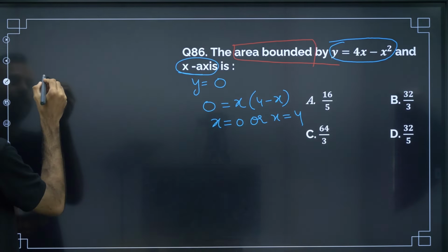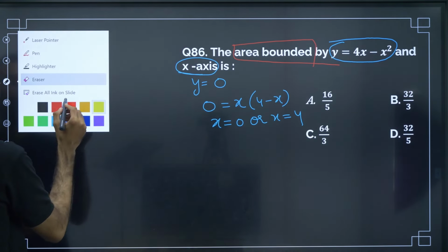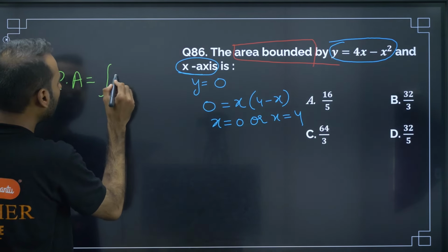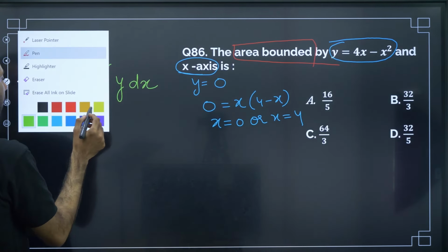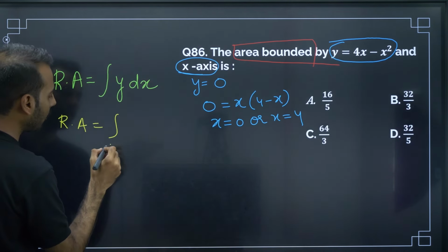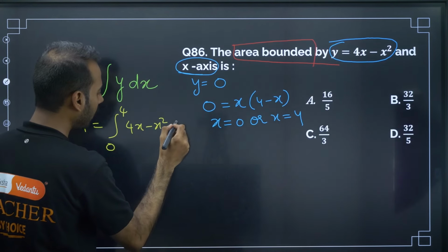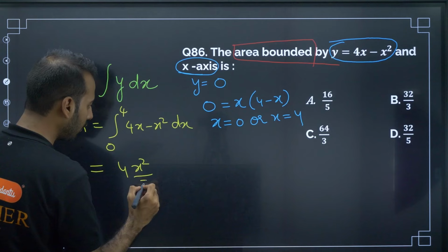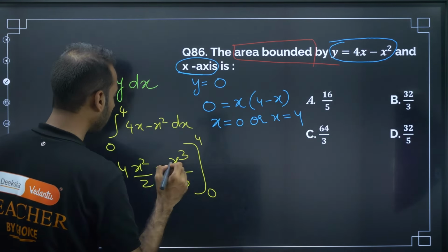Next, the area bounded by, so the required area, again you consider this as a synopsis point. Required area is integral of y dx. So the required area here in our case is integration from where to where? 0 to 4. y is 4x minus x square dx. So this becomes 4 times, integration of x is x square by 2, minus x cube by 3, from 0 to 4.